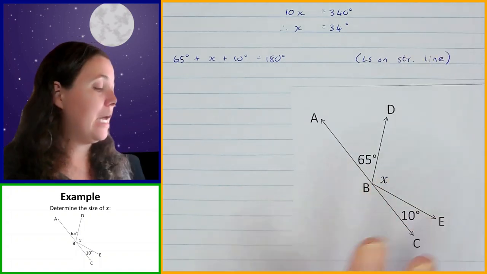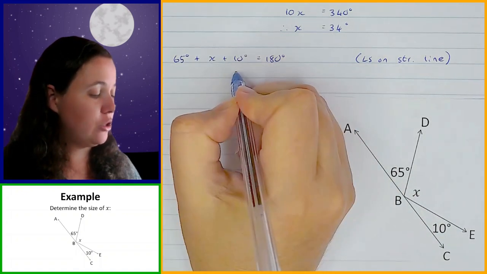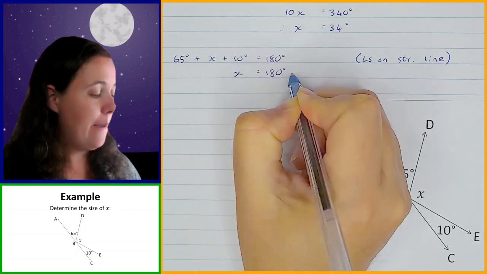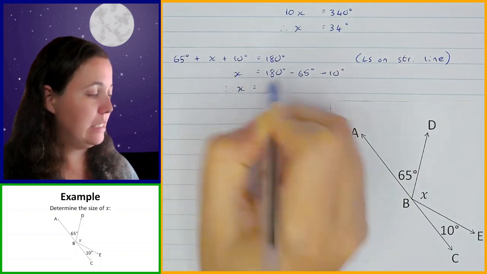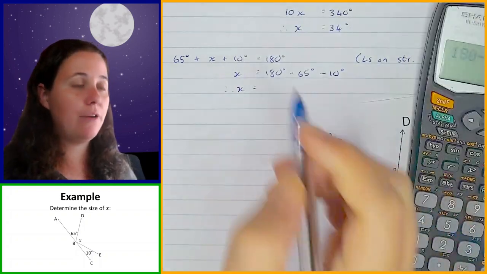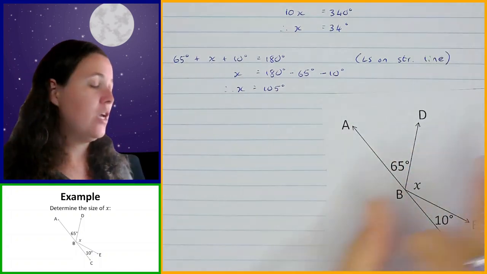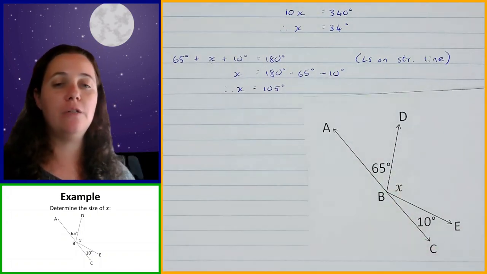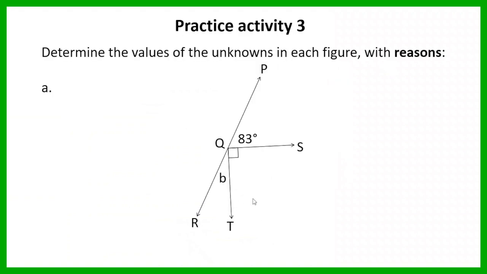Now I'm going to solve this equation. I want to get x on its own. I want to get rid of the 65 and the 10, so that gives me x equals 180 degrees minus 65 degrees minus 10 degrees. So therefore x is equal to 180 minus 65 minus 10, which is 105 degrees. Okay, so that's what you should get for that example. Now I'm going to give you a couple again that you're going to do for yourself. The first one is this one over here. You need to work out the value of B in this diagram. I'm going to give you 1 minute to solve this problem.